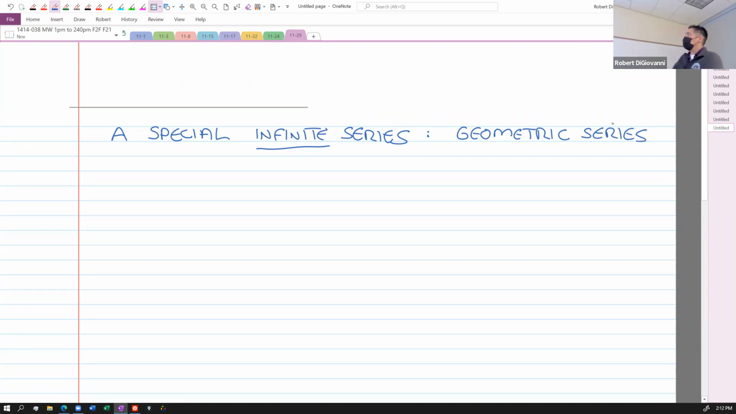And here's what a geometric series looks like. All geometric series look like this. It's some number a plus a times some number r plus a times some number r squared plus a times some number r cubed plus a times some number r to the 4th plus forever and ever. That's what a geometric series looks like.